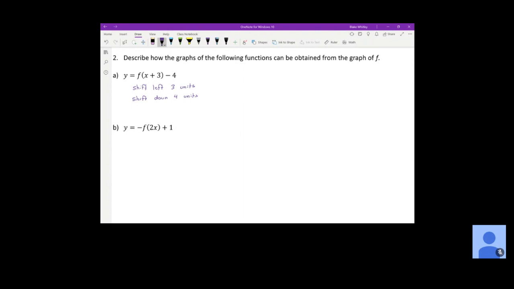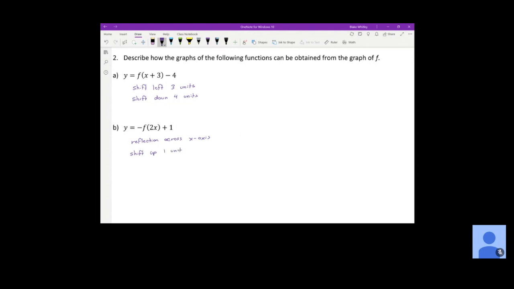All right, let's look at B. So what transformations are we going to have this time? All right, we're going to reflect across the x-axis. Good. So remember, a negative in front of the function is going to give us that reflection over the x. We're also going to have a shift up 1 unit. Right. So let me get that one in there. Shift up 1 unit.